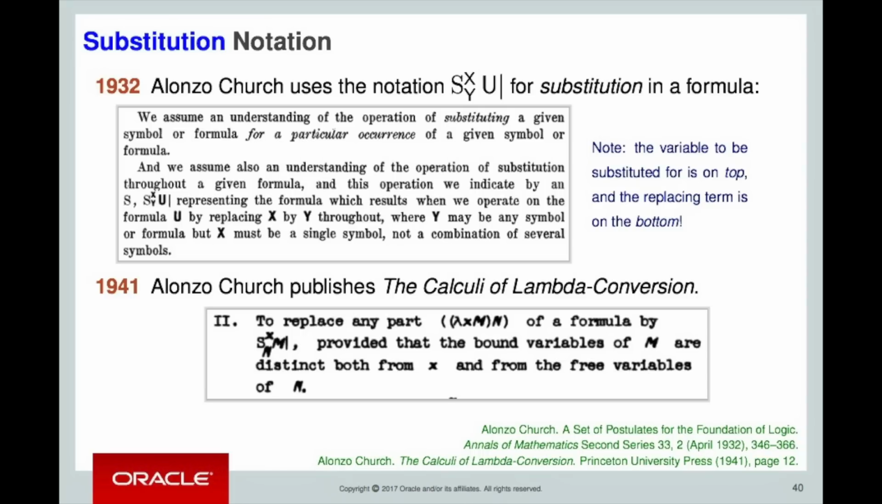And this appears again in 1941 when he publishes his monumental work, The Calculi of Lambda Conversion. To replace any part, lambda x M applied to N of a formula by substitute N for x in M, provided the bound variables are distinct both from x and from the variables of N. So a very important transformation rule in his calculus.